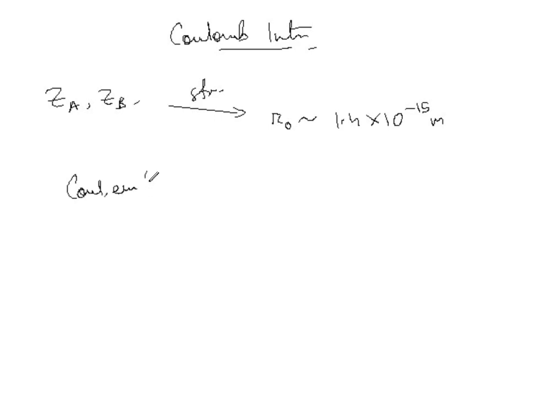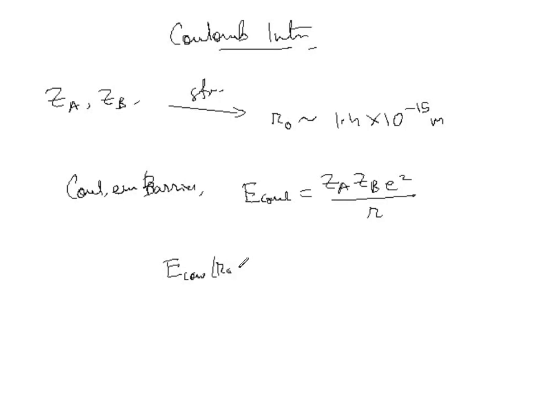Coulomb energy barrier. Well, we know this, and this is equal to Za Zb e squared by R, roughly. I am forgetting the 1 by 4 pi epsilon 0 factor here. Now you see this barrier at R equal to 0, I am fixing the distance, is approximately proportional to Za times Zb. Now let me show you these things diagrammatically. So let's see the diagram.